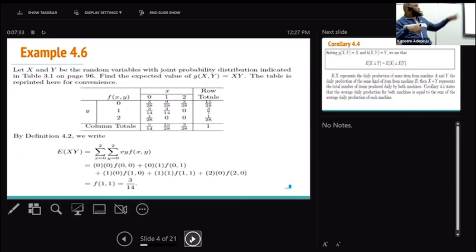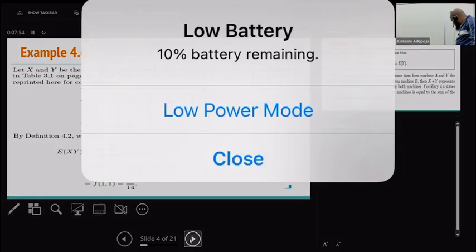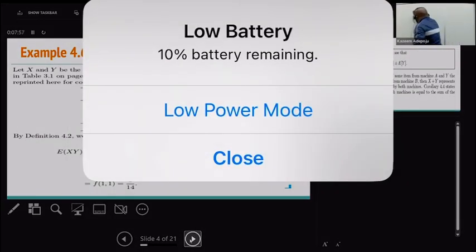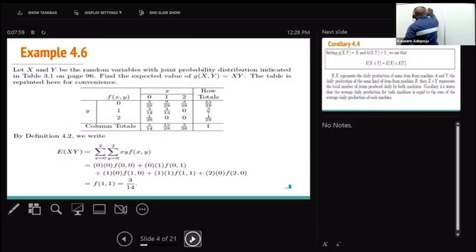What if you are given a question like this and they want you to investigate whether X and Y are independent? Do you know that if I'm able to get the expected value of X and the expected value of Y, and the expected value of the product equals the expected value of X multiplied by the expected value of Y, then X and Y are independent?